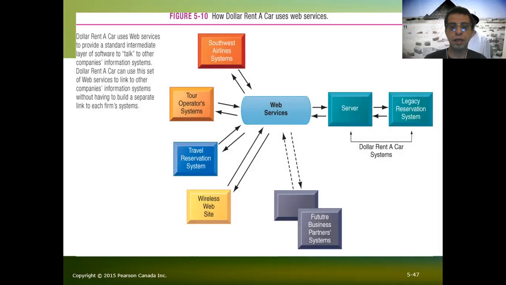So if we look, for example, at how Dollar Rent A Car uses web services, basically they have what you call the legacy system. Their back end here is a legacy reservation system. Then they have the servers, and these are systems that belong to them. Then they have the web services, which have a separate server. Through the web services, you can access the Southwest Airlines tour operating system, travel or reservation, wireless, and future business partners.